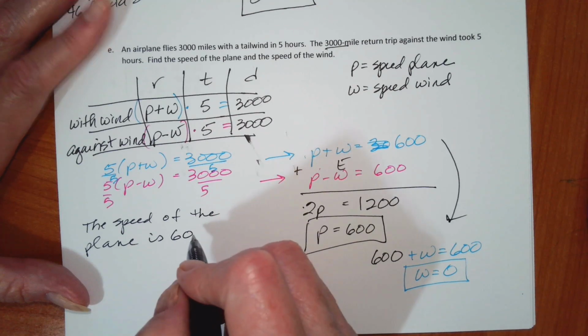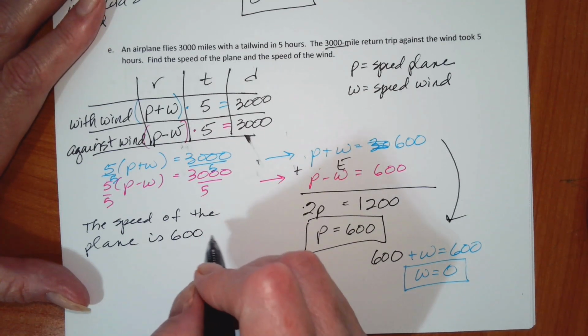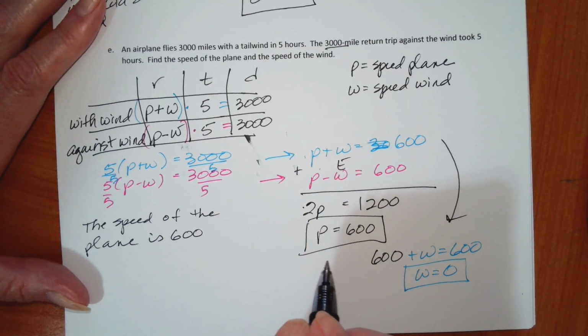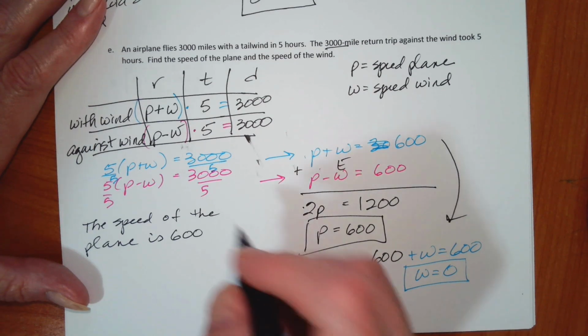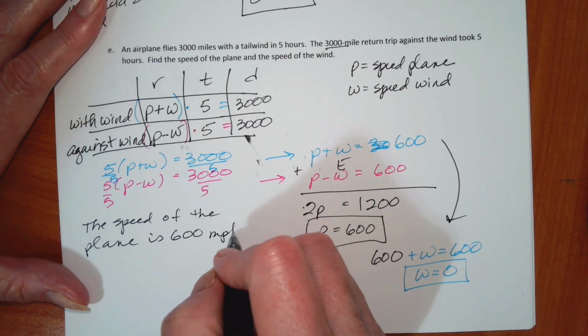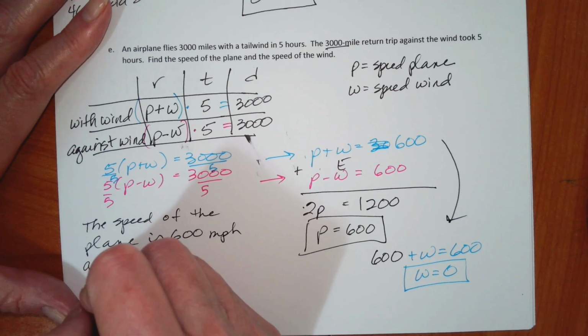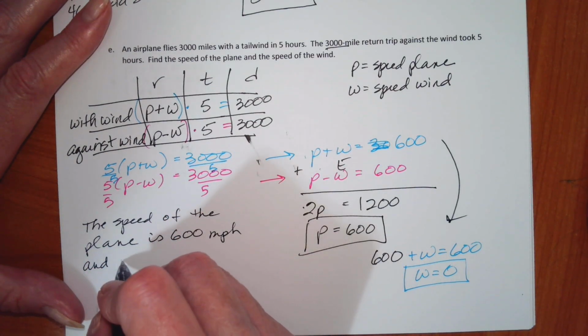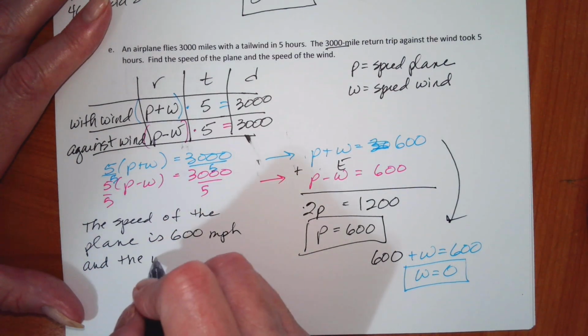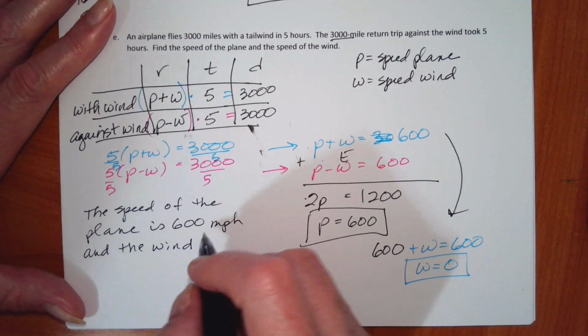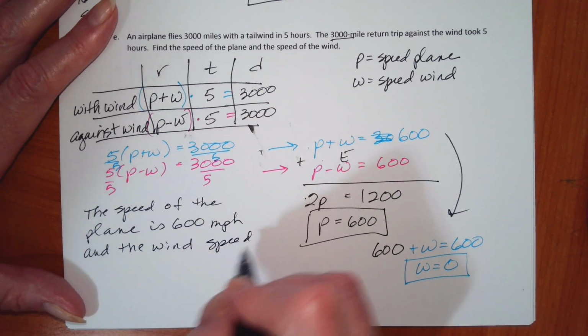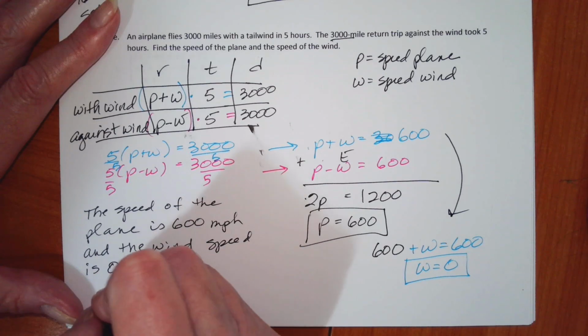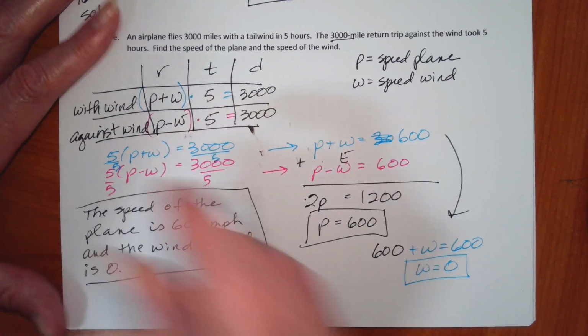Okay, so the speed of the plane is 600, and it doesn't say, but we'll call it miles per hour. And the wind speed is 0. Okay, so this is a good place to stop.